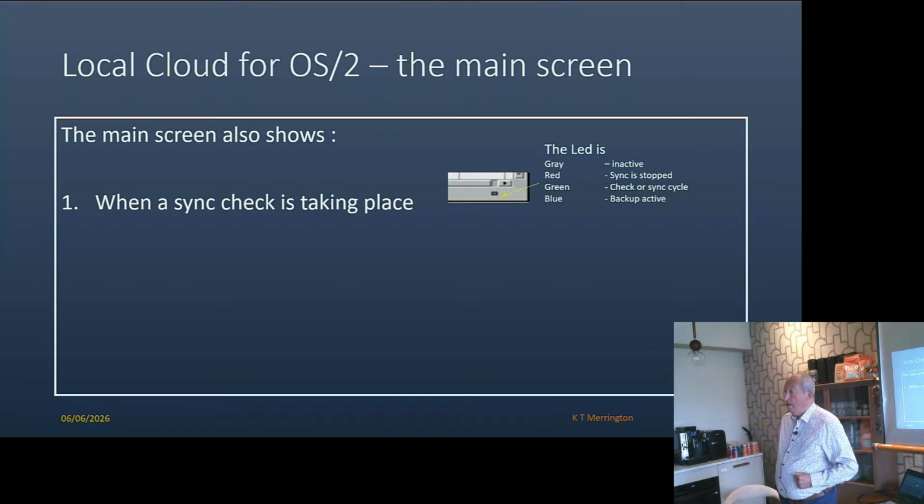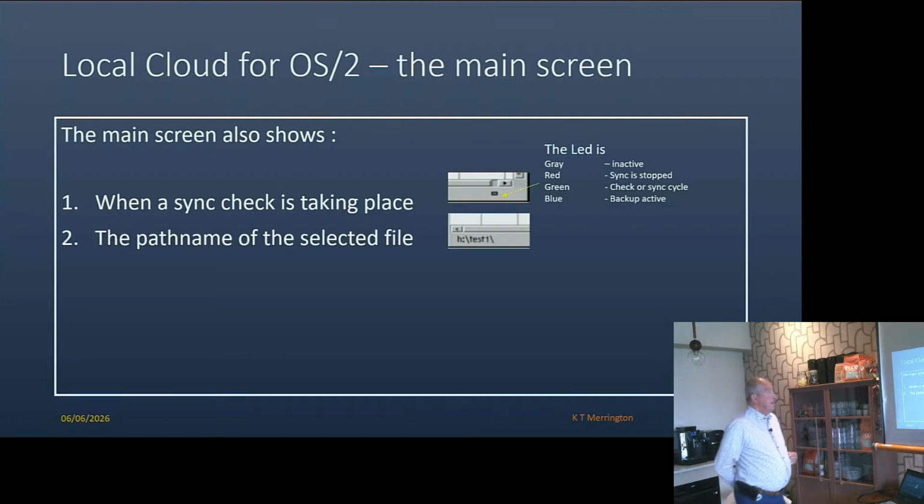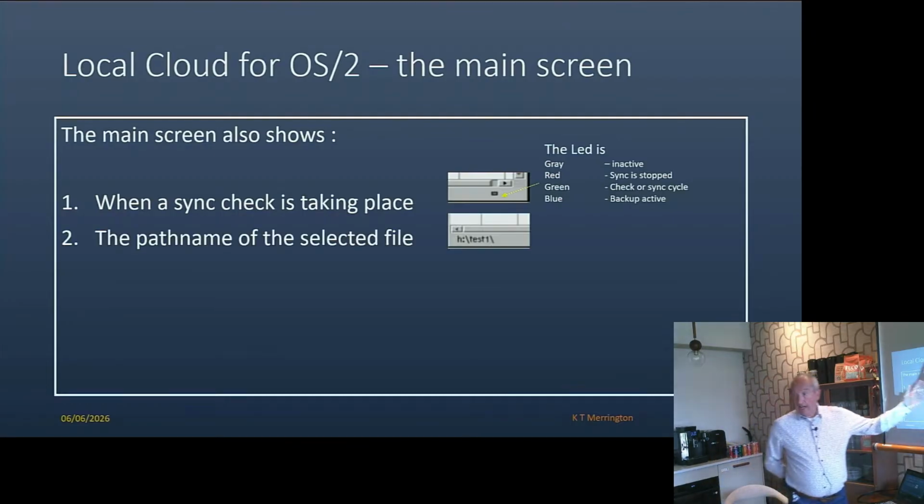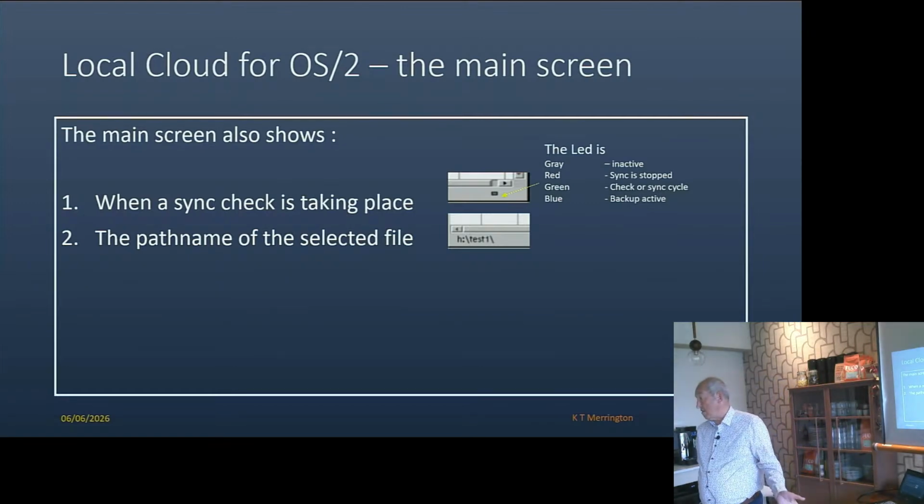If it's blue, it means there's a backup taking place. And during the backup, no files will be synchronized because you're changing things on the fly that you're backing up, so you don't want to do that. So you have a status there. Whenever you select a file, because there's only the file name in the details view, you also get the directory name so you know which directory it refers to. Complete identification of what you have selected.